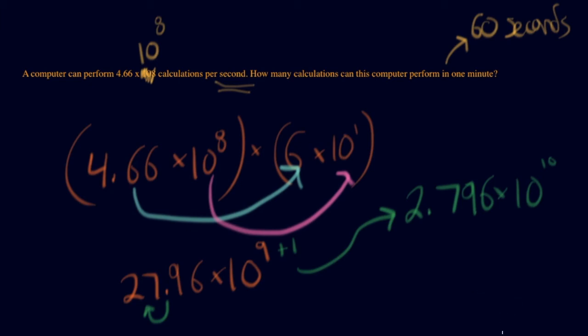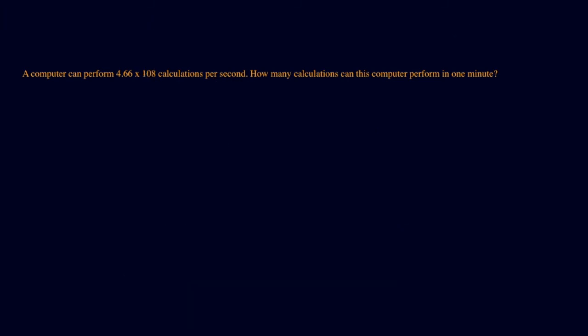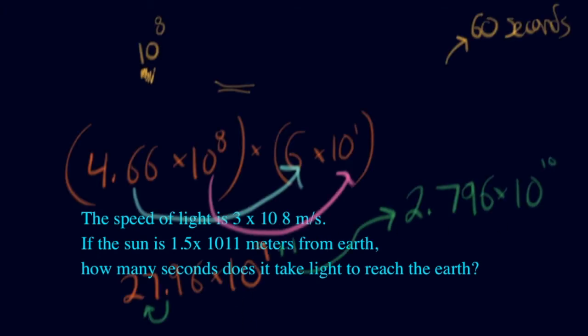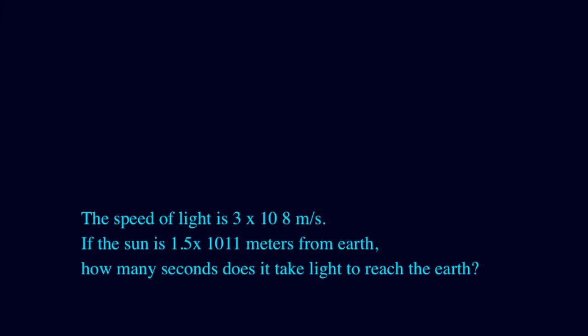Let's take a look at something else now. A different question. Get rid of that math. Get rid of that question. And if the speed of light is 3 times 10 to the... Whoa, what's that doing there? Get rid of that. There we go. It's gone. If it's 3 times 10 to the 8th, and again, I apologize for my bad font typing. If the sun is 1.5 times 10 to the 11th, so that should really read times 10 to the 11th. How many seconds does it take light to reach the Earth?